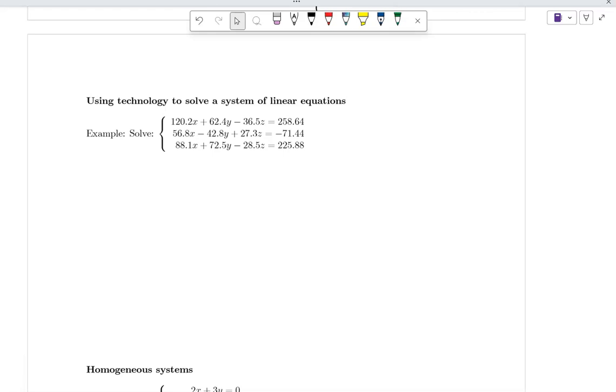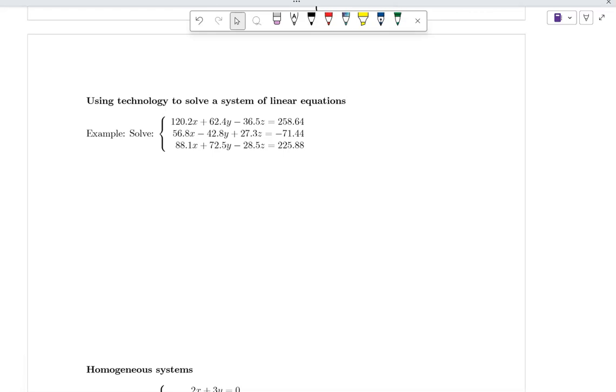When you want to type a list in GeoGebra, you use braces. Now I'll just type in the different equations that I have with the variables in them, just inside the braces, and I'll separate them by commas. So the first equation is 120.2x. The second equation is 62.4y. The third equation is 36.5z, and that was equal to 258.64.